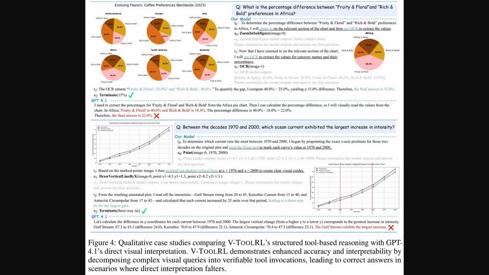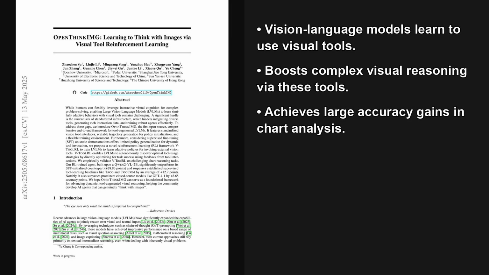This structured approach, breaking the problem down with the tools, helps V-TOOLRL arrive at the correct answer, whereas GPT 4.1, which attempts to interpret the image directly, sometimes falters on these complex visual queries. Those examples really show how V-TOOLRL tackles visual problems in a more structured way.